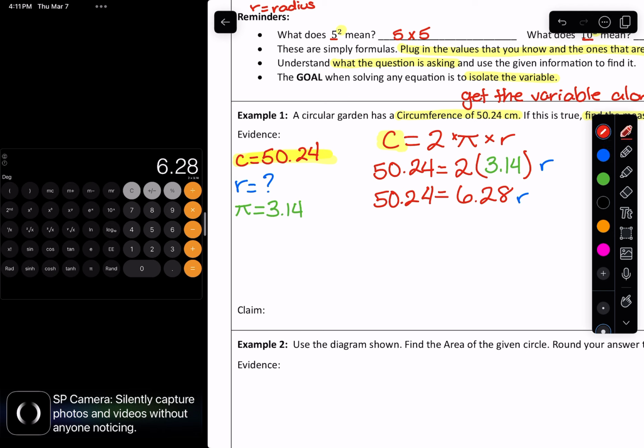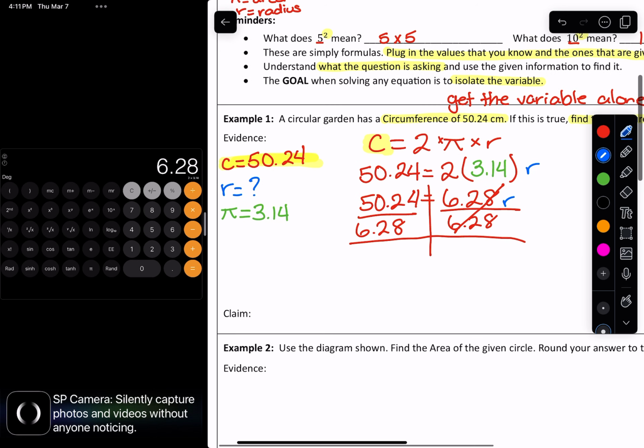Now I'm going to solve for r, just like solving for x. So we're doing the inverse operations. Right now it's being multiplied. So what do I have to do? I have to divide by 6.28 to both sides, because what I do to one side, I do to the other side. I want to make this 6.28 into a 1, because 1 times r is r. And then the other side, got to do that.